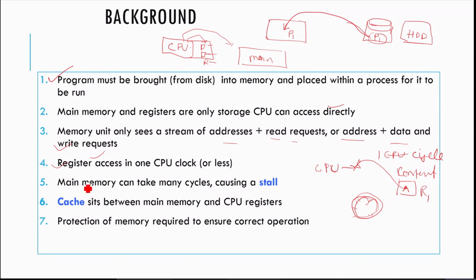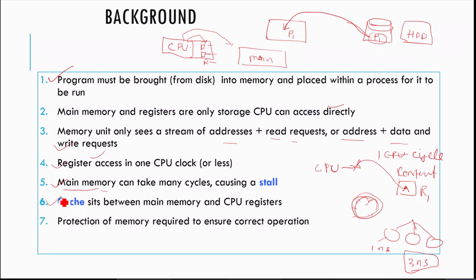And main memory can take many cycles, causing a stall. If the CPU is accessing from main memory, it may take many rounds, like 3 rounds, which means 3 CPU cycles. Suppose one cycle is 1 nanosecond, so if we add, it will come to 3 nanoseconds. Just roughly I am telling.